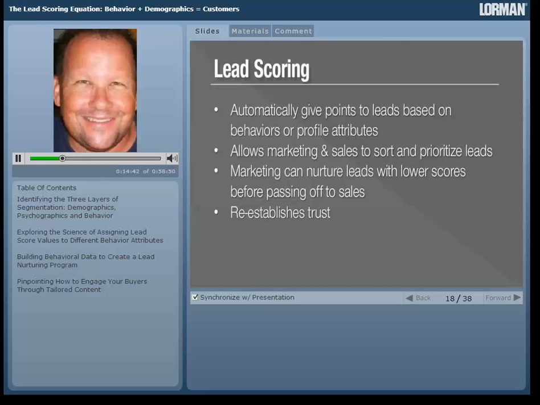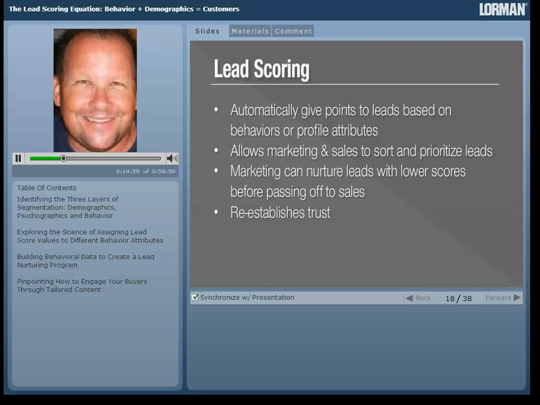Lead scoring is a system that automatically gives points to leads based on behaviors or profile attributes, based on those 3 layers of data. And it allows marketing and sales to really sort and prioritize leads based on those point values.